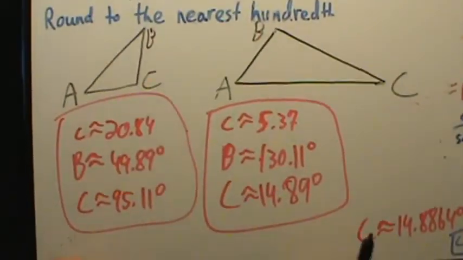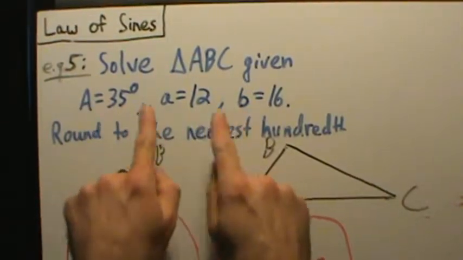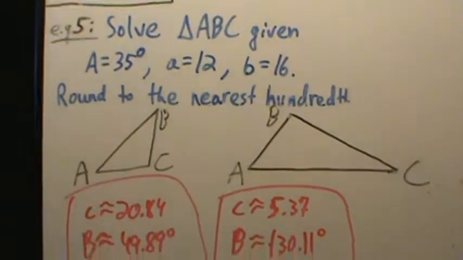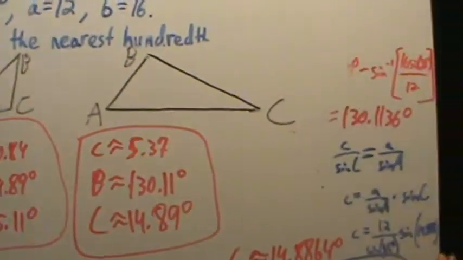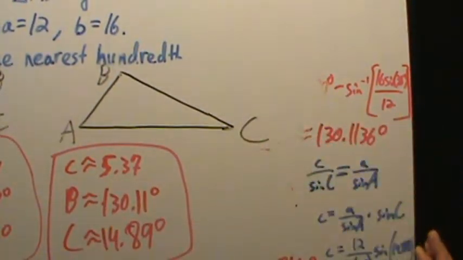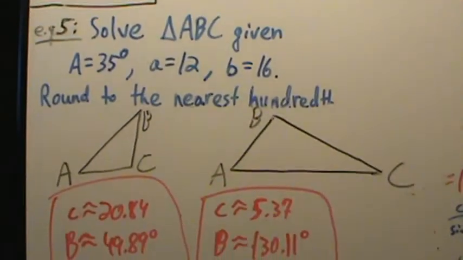So that's one of the things that could happen with SSA. That's why it's called the ambiguous case, because it's ambiguous which triangle we're talking about. This doesn't uniquely define one triangle. It's ambiguous because it defines two triangles. So that's example 5 with the law of sines and an example illustrating the ambiguous case. And remember to do the inverse sine and then 180 degrees minus the inverse sine when you have the SSA triangle. Okay, so that's example 5. Example 6 coming up next.